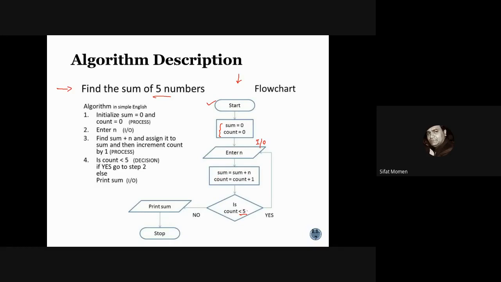So you keep on going until you have already read 5 numbers. Once you have read 5 numbers, then count would be equal to 5. So count is not less than 5. So this decision would be no, right, Nakina? So you go there and you print the sum value and you stop. Is it clear, Nakina? Yes. Yes, sir. So that's the idea that you had, right?